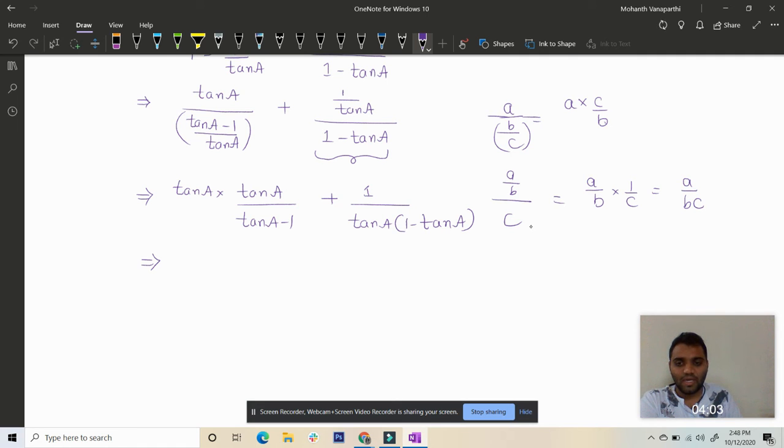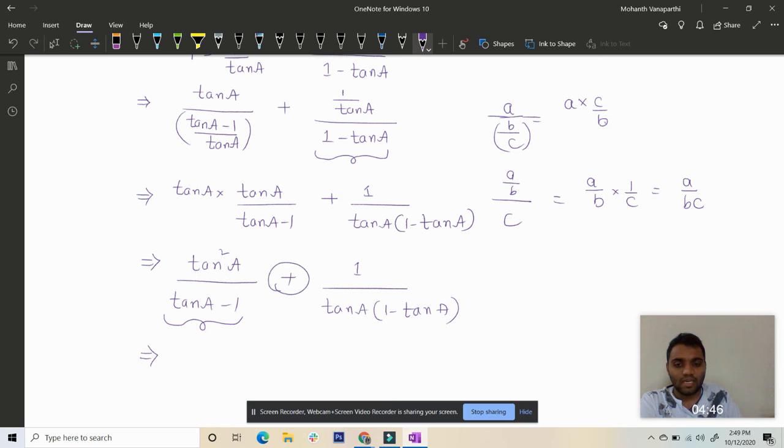Now I am multiplying in the numerator, tan A into tan A, nothing but tan square A. In the denominator we have tan A minus 1, copying the same, plus 1 divided by tan A into 1 minus tan A. In the denominator, the first term has tan A minus 1 and the second term has tan A into 1 minus tan A. If I want to change it to tan A minus 1, I need to change the sign to minus, so that I can easily get the LCM of both denominators.